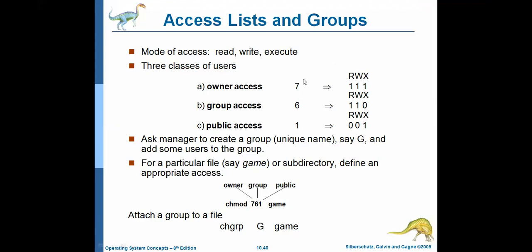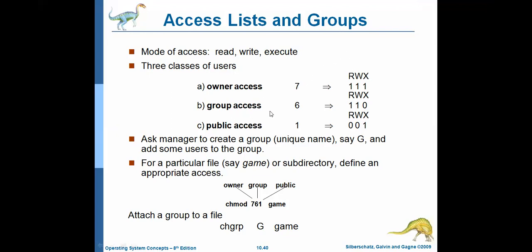So owner is having all the three permissions RWX. One indicates he has that read access permission. Write access permission is there. Execute permission is there. So 1 1 1 means total 7. Read is 4, 2 is for write, 1 is for execute.